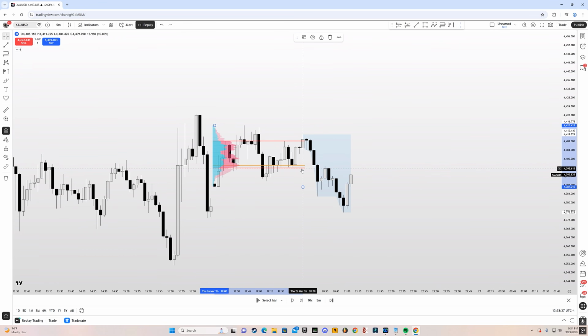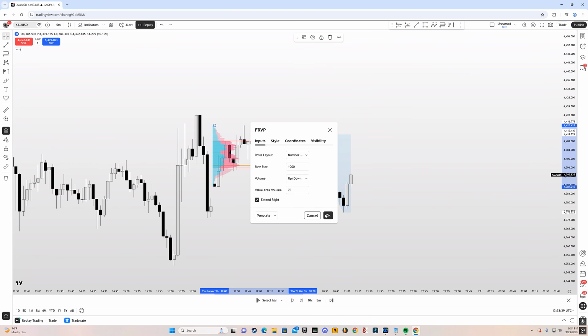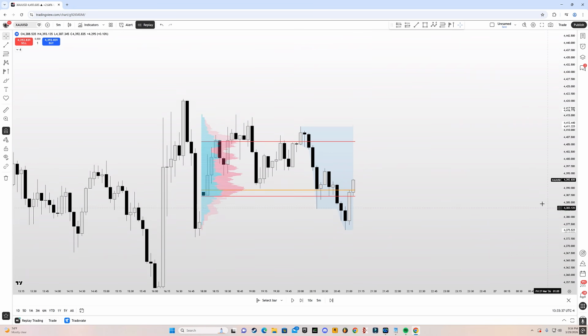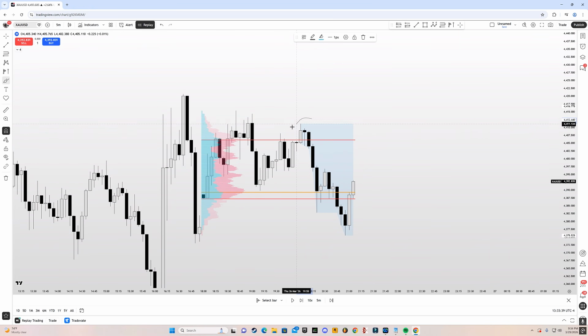But what we need is you double click on it and extend right. So now it's going to keep on building the volume profile till the end of the day. Now, at this level, you can clearly see we had one failed auction setup here where we closed above and then we closed back below. And that is a setup that I actually took live with the Discord members.